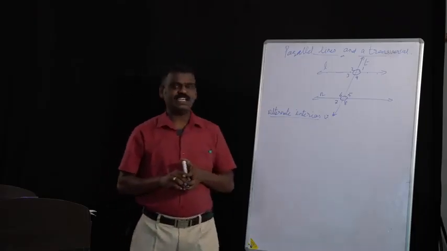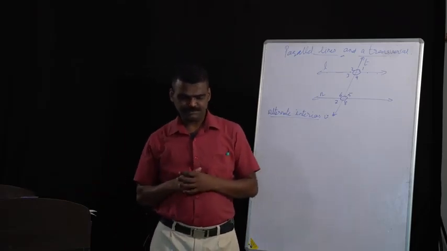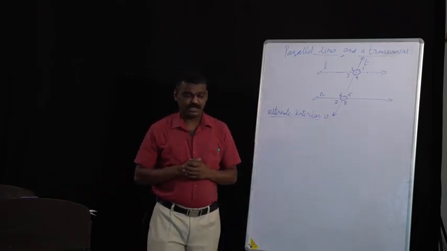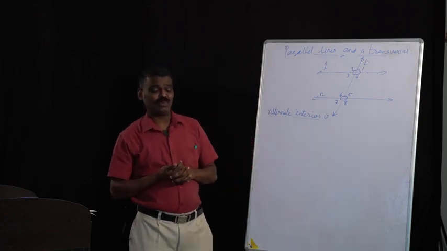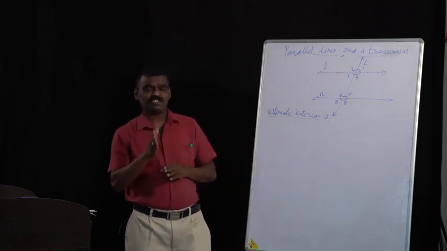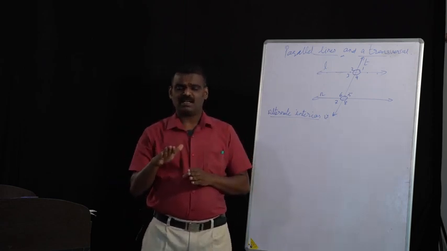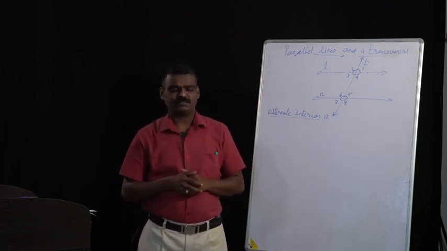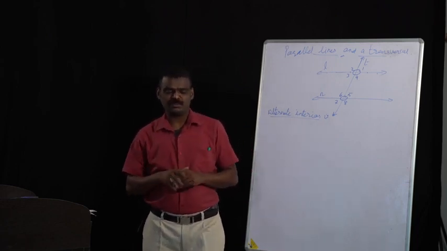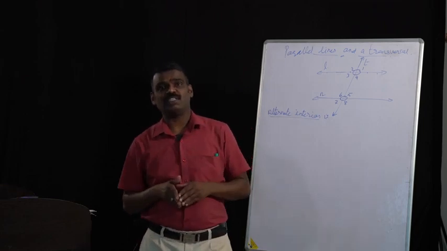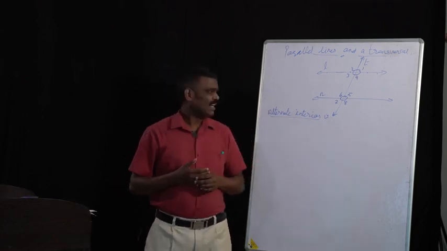Next is alternate interior angles. Day before yesterday we learned a teaching point called adjacent angles, right? Adjacent means one immediately next to another. Immediately next to you. In between you and your friend nobody is there. That is adjacent, we learned already.